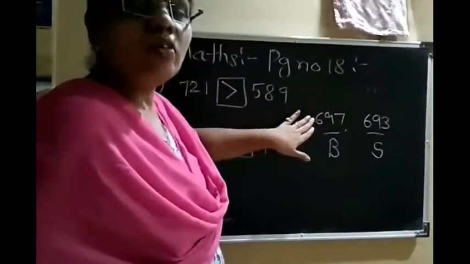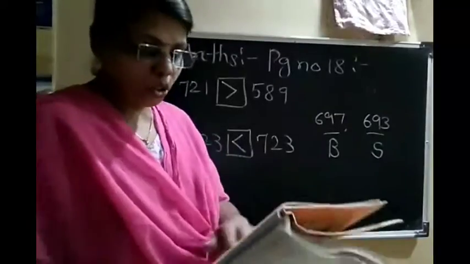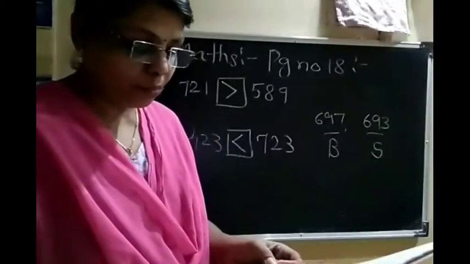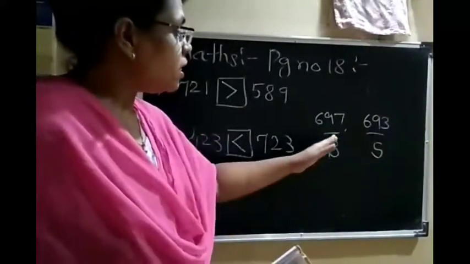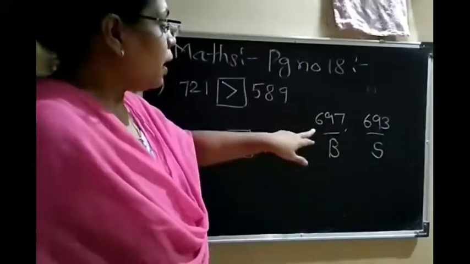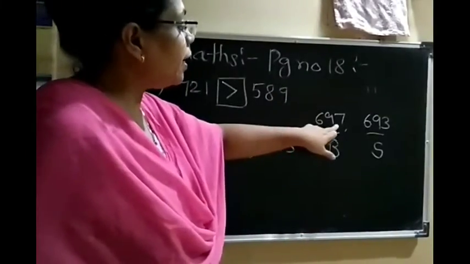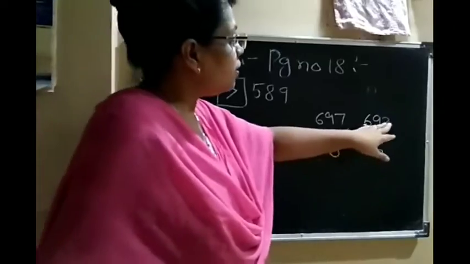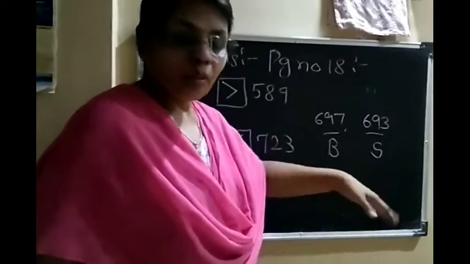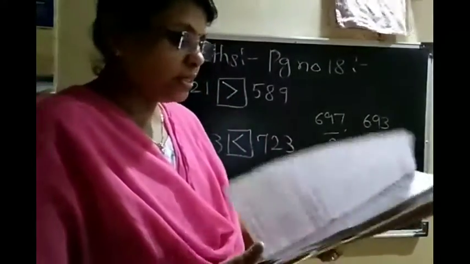So you can solve this in your notebook this way. No space is given here in the workbook, page number 18. These sums you can solve in your notebook and mention this way: 697 is bigger, 693 is smaller. Then page number 19.